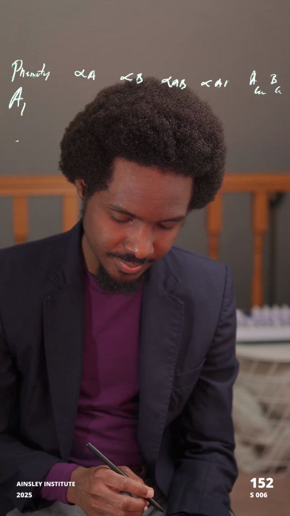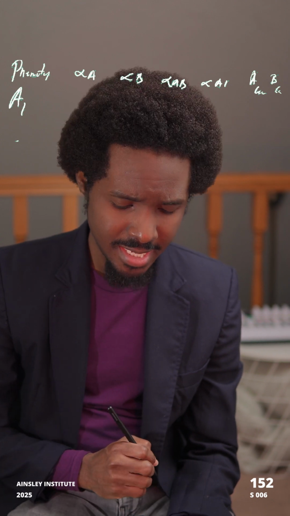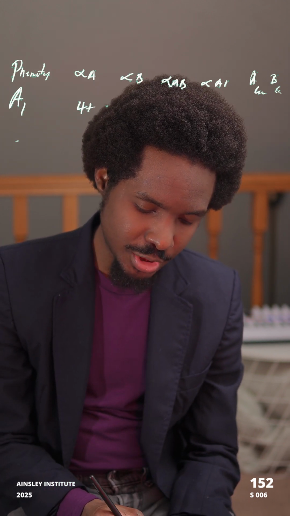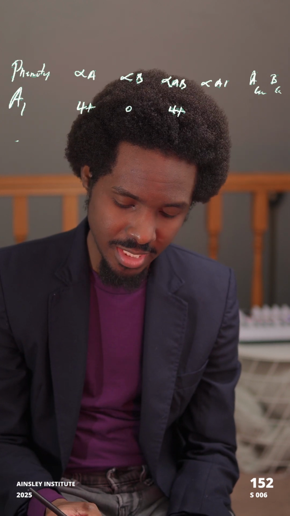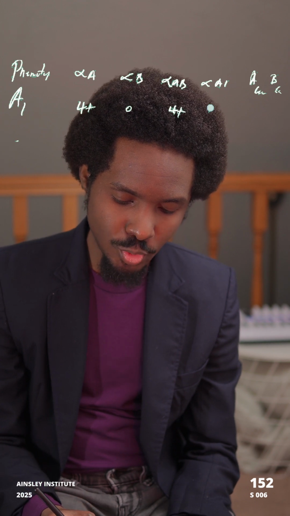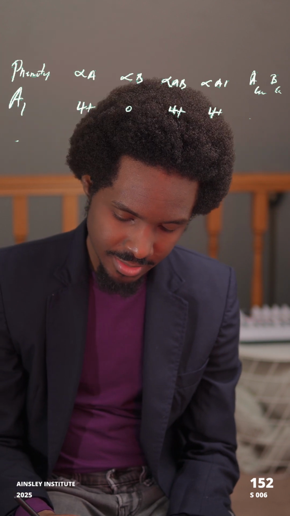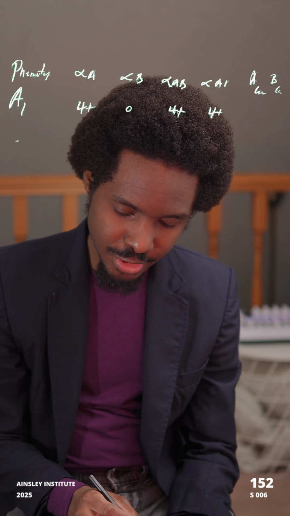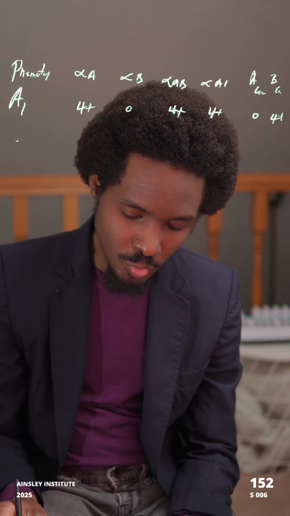All right, so if a person is A1, we're going to expect a reaction in the A, no reaction in the B, a reaction in the AB, and we're going to expect a reaction in the A1. So if you have A antigen, you're not going to have A antibodies, you're going to have B antibodies. So no reaction and a 4+ reaction. So that is just basically what we're expecting.